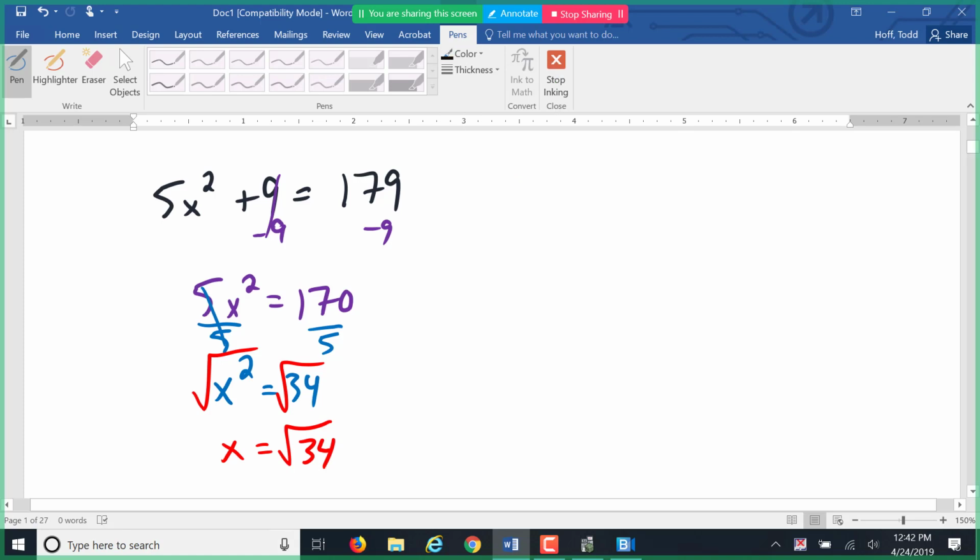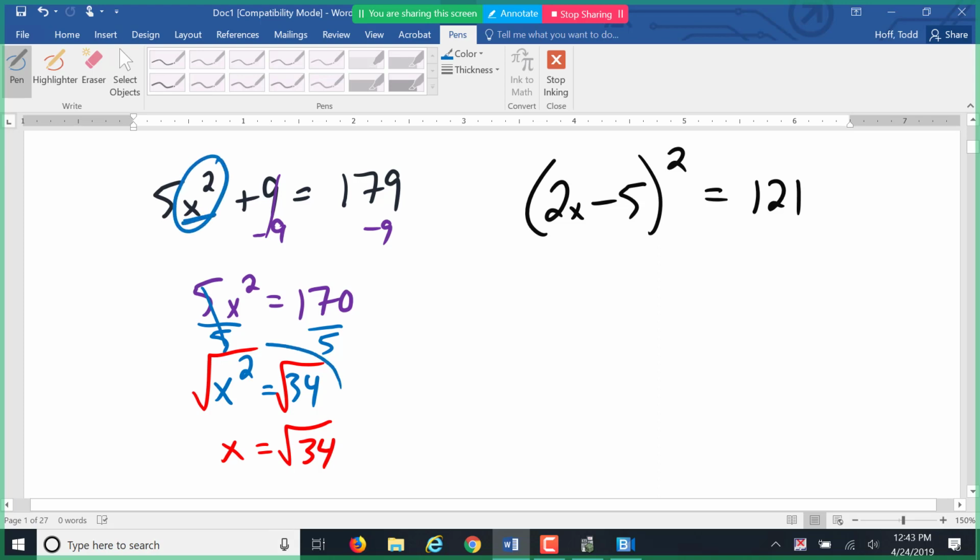It can be a little more complex than that. We might have 2x minus 5 squared equals 121. Now the squaring happened after other things did. In this equation, the squared was the first thing that happened to x, so it was the last thing we had to remove. Over here, squaring is the last thing that happens, so it's the first thing we have to remove. So we square root that.